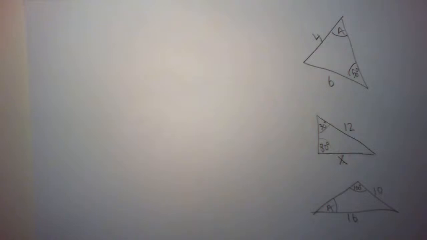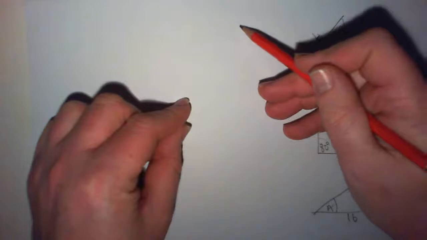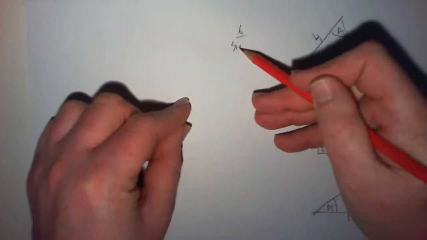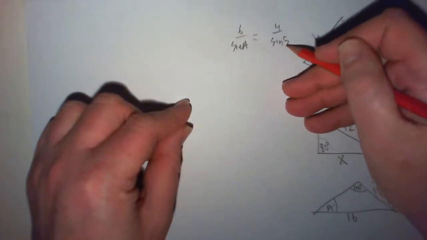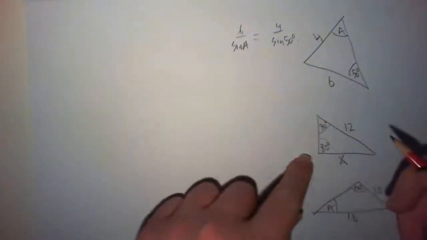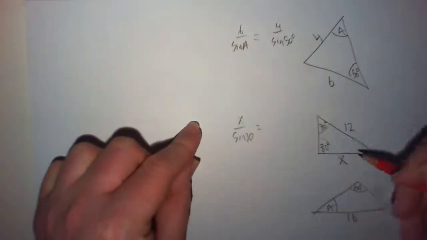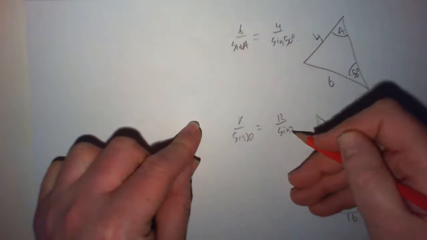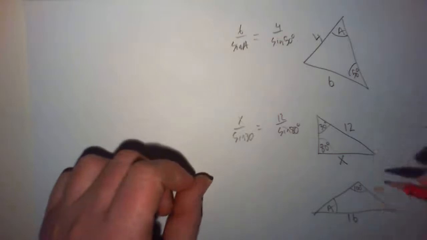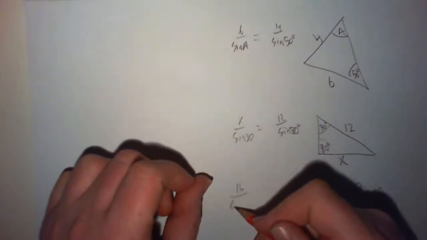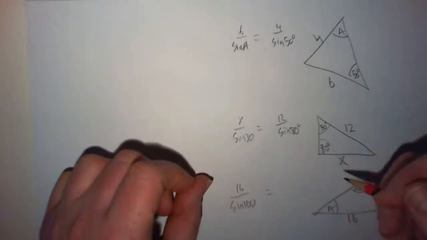Now we're back. Hope you got on. So first of all, I'm just going to do out the fractions. This one's going to be 6 over sine of A is equal to 4 over sine of 50. Okay, this one is going to be x over sine of 30 equals 12 over sine of 80. And this one is going to be 16 over sine of 100 is equal to 10 over sine of A.